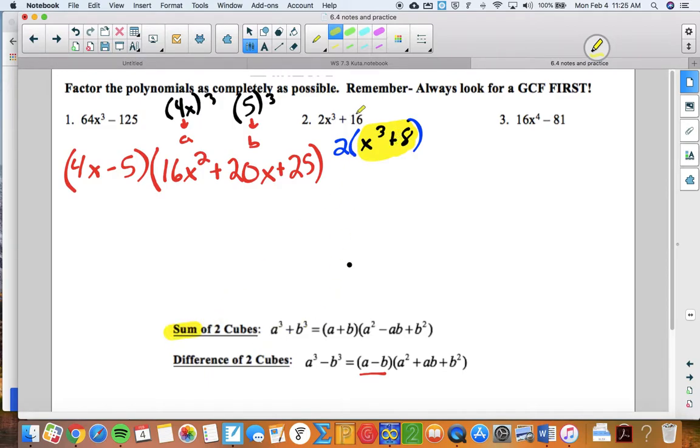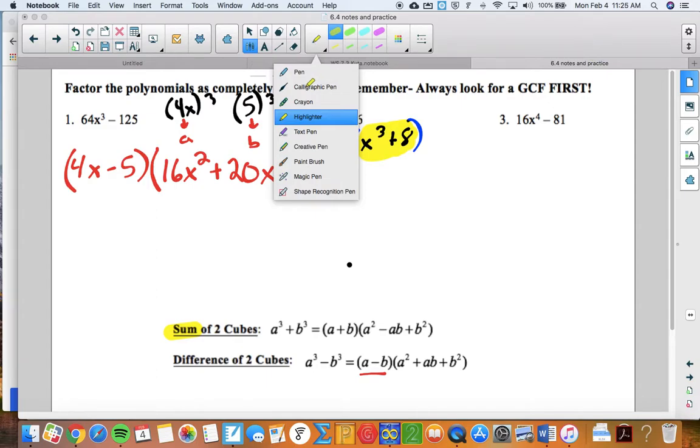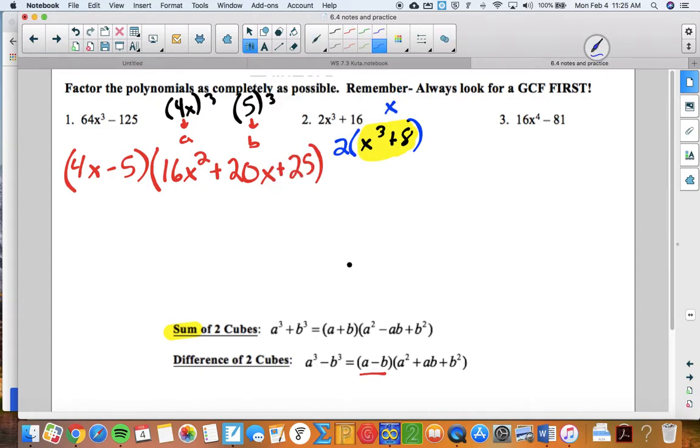So I'm hoping I can cube root x to the third, and I can because x raised to the third power is x to the third. So x is the cube root of x to the third. And can I raise something to the third power to get 8? That's 2. So I'm going to use this template, the sum of cubes, and I now know that my a value is x and my b value is 2.